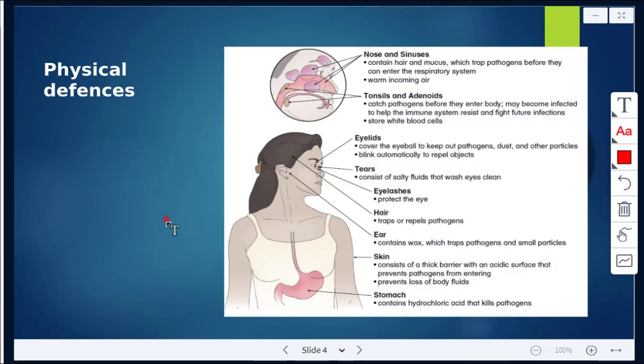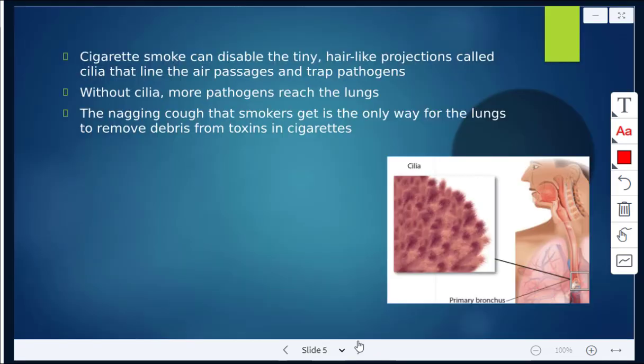All right, so just keep in mind, red blood cells are the ones that carry oxygen. It's the white blood cells that work to protect the body from pathogens.